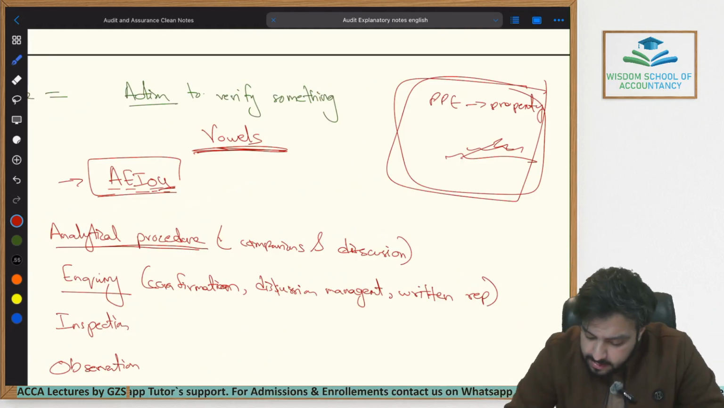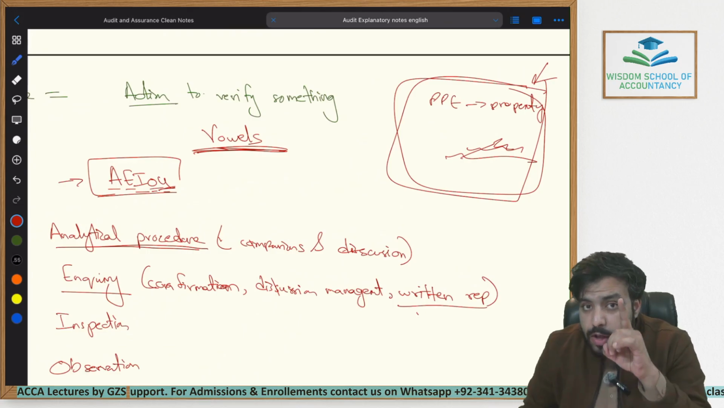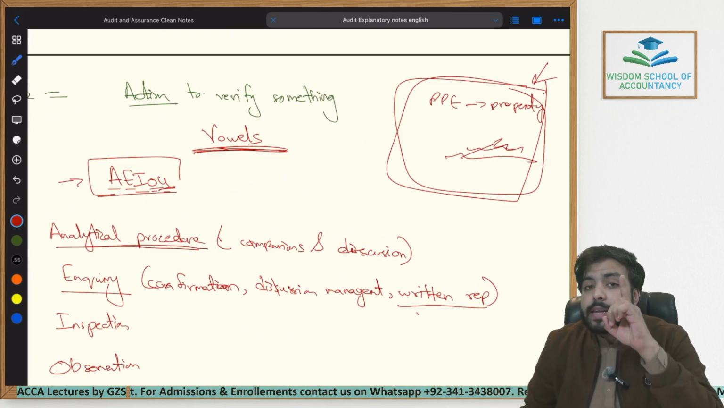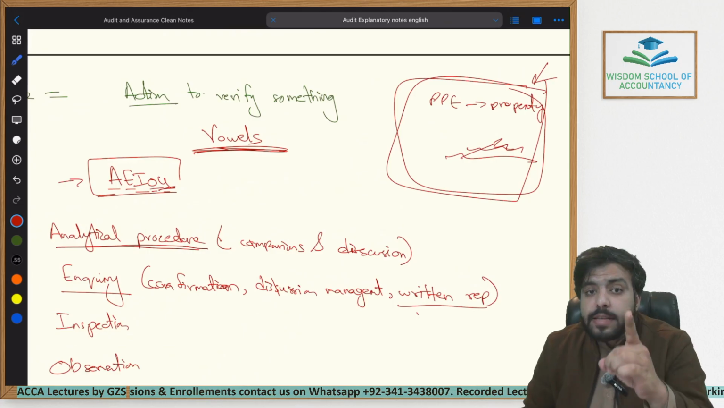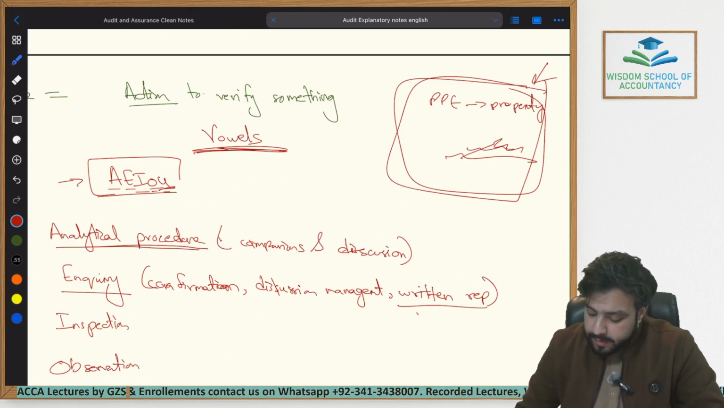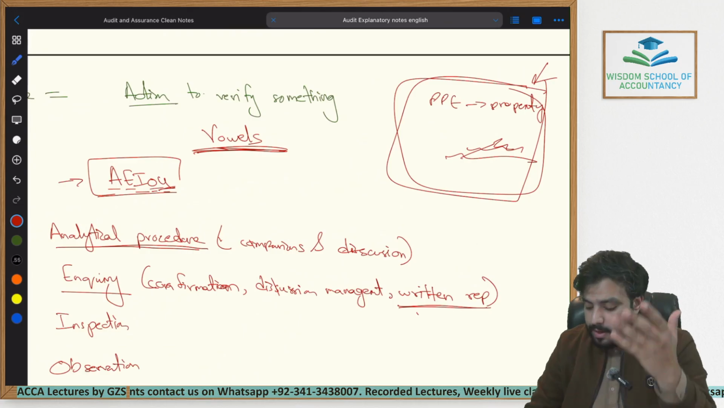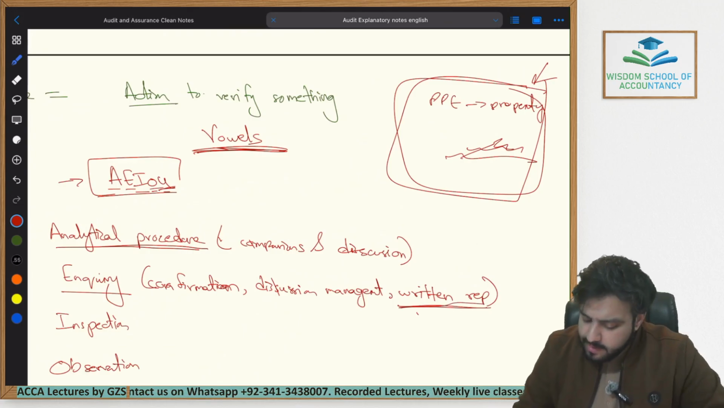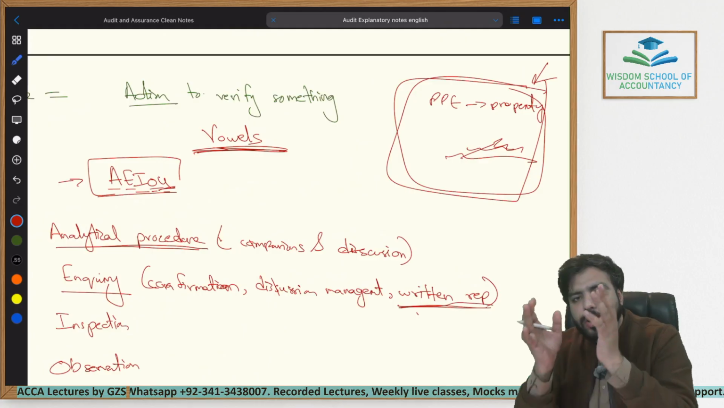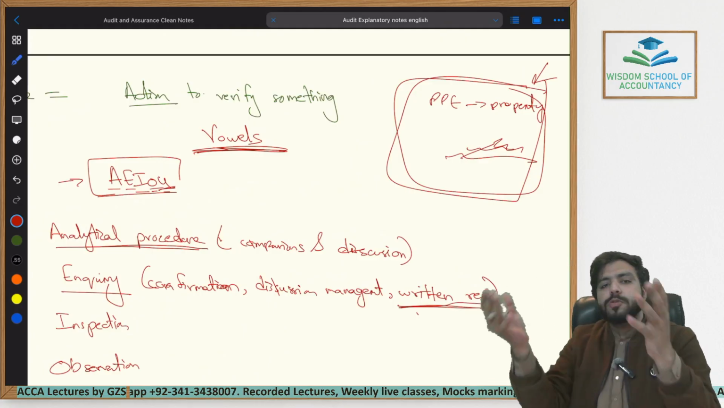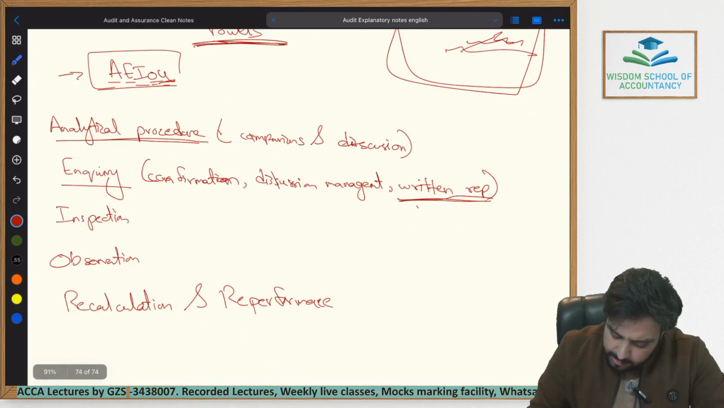Although, this is a procedure which is least reliable. Why? Because if you remember, within this lecture I also said that internally generated evidence is least reliable. Evidence that you receive from the management is least reliable. Written representation is a form of evidence that you receive from the management. It is one of the least reliable evidences. It is only done as a last resort. If you are doing other procedures as well, then at last you can also take written representation. It is an additional procedure, but you must perform other procedures to verify the balances as well. Now, this was the second one, inquiry.